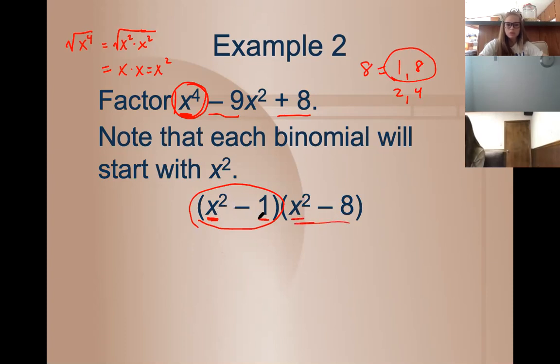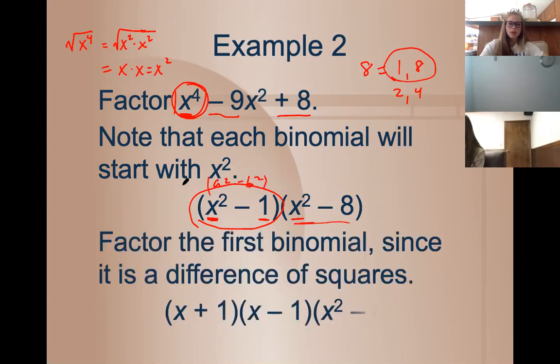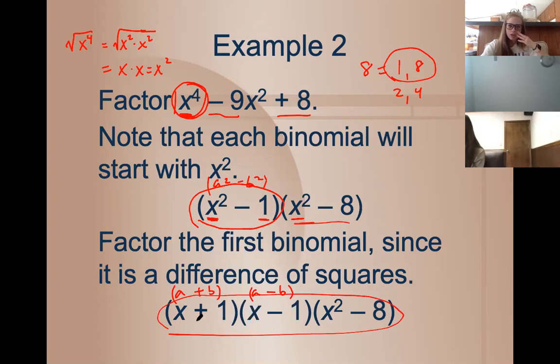All right, so x squared minus 1. This is in the form a squared minus b squared. Therefore, my answer is going to be in the form of a plus b and a minus b. And then x squared minus 8 is going to be left to itself. And there we go. There is my final factored answer. Any questions so far on these first 2?